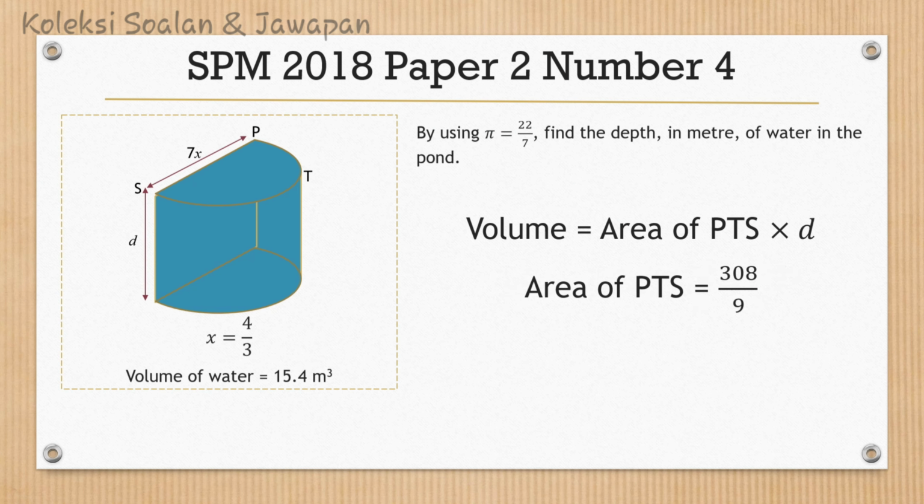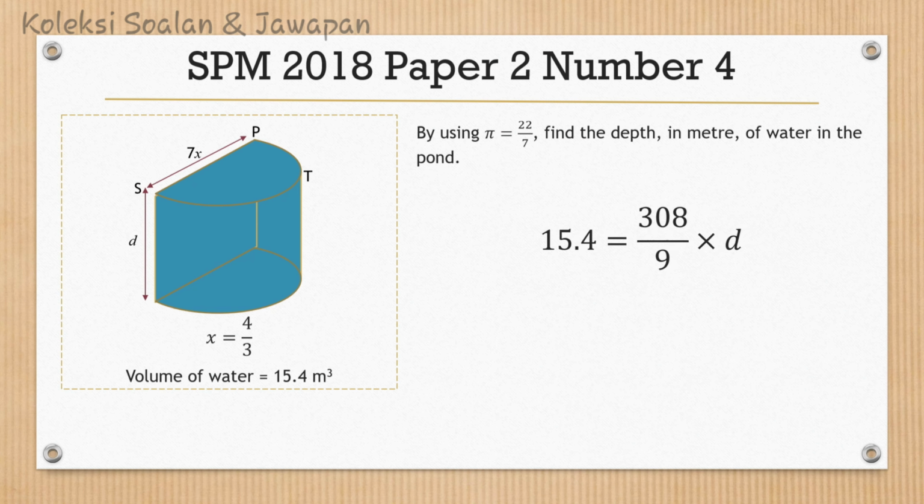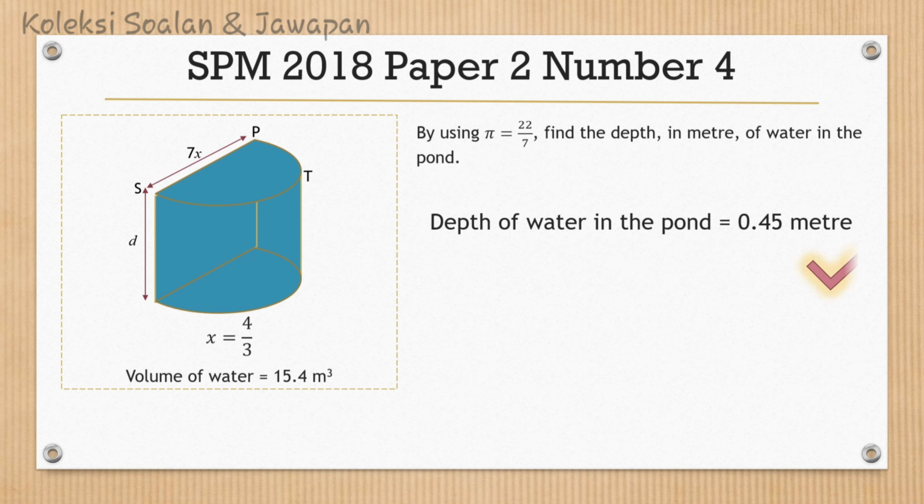We are given the volume is 15.4, so we just need to substitute those values, then solve for d. So d is 9 over 20 or 0.45. So the depth of water in the pond is 0.45 meter.